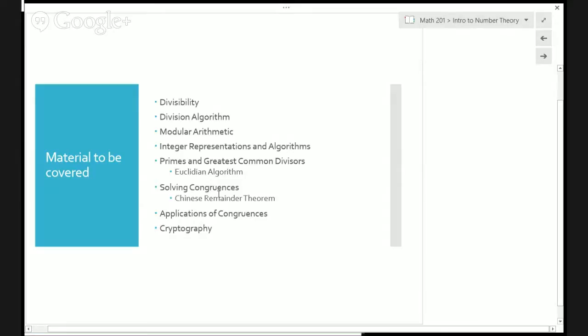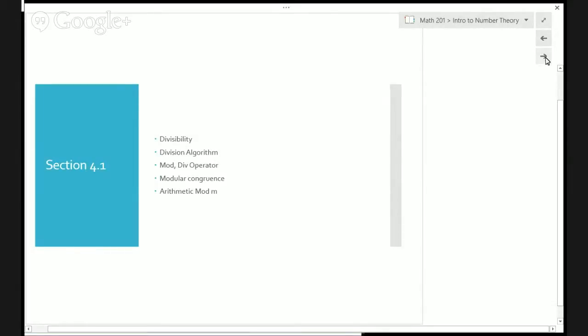So I think what we'll do is start with section 4.1, and if you don't have the textbook, I think this presentation after I post it will pretty well explain everything from the section, the definitions, the theorems that you need to know. So if section 4.1 doesn't make any sense to you, don't worry about that.